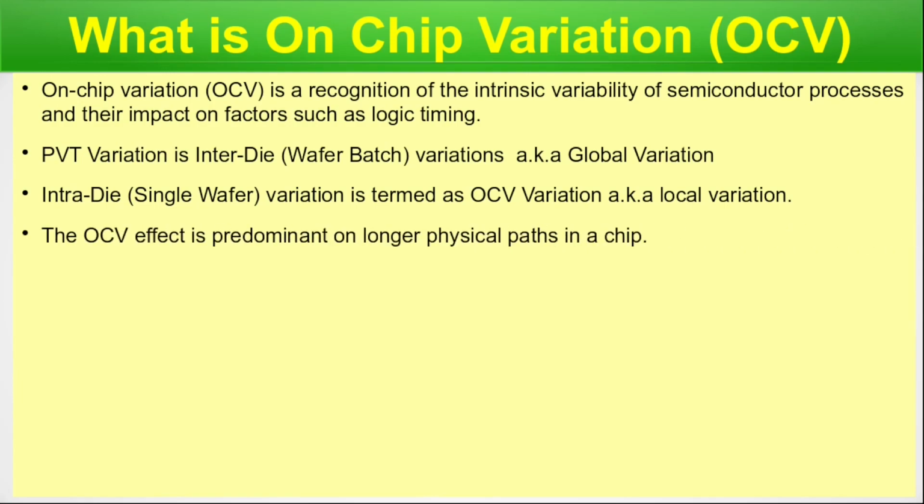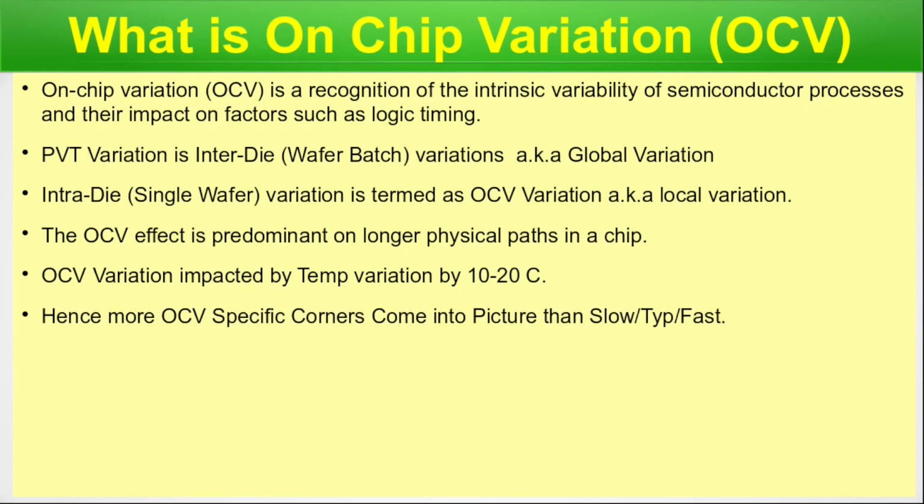The OCV effect is predominant on longer physical paths in a chip. So there are start points and end points of very many timing paths which are very long in nature, going from one end to the other end of a single wafer. Although every chip size is much smaller than the whole wafer, in direction-wise terms this path can run from one end to another. So on those paths, the OCV effect is very much important. OCV variation is impacted by temperature variation of 10 to 20 degrees centigrade.